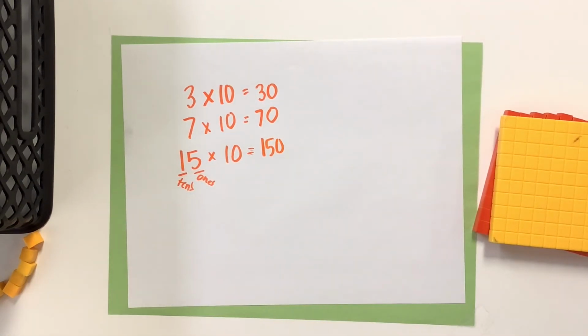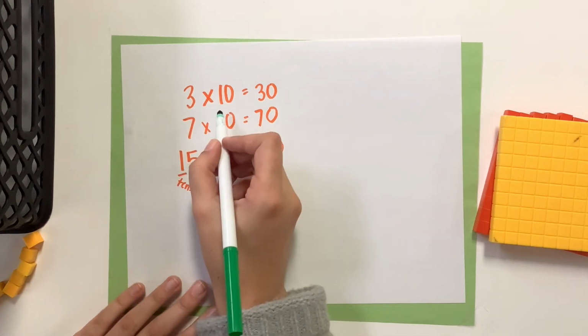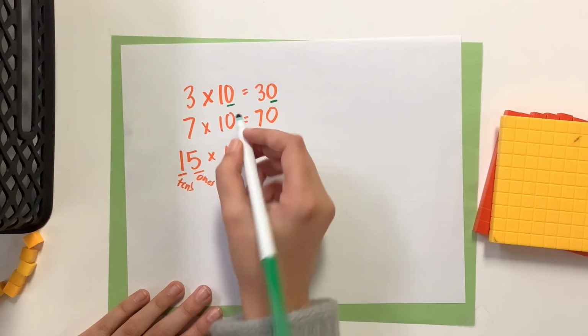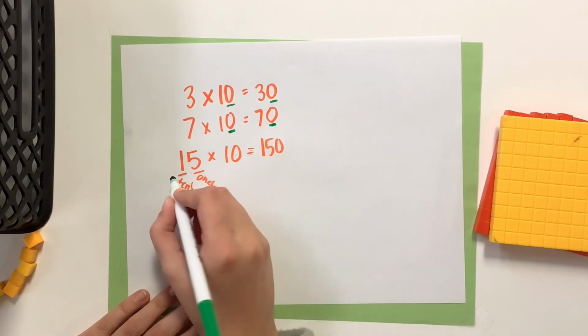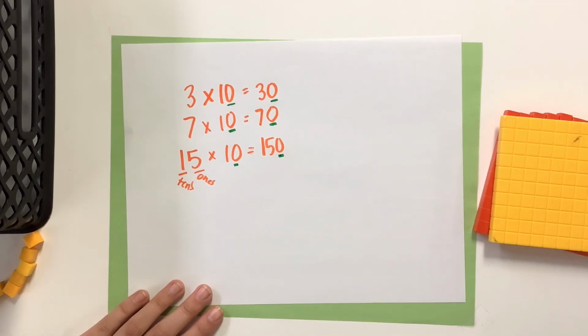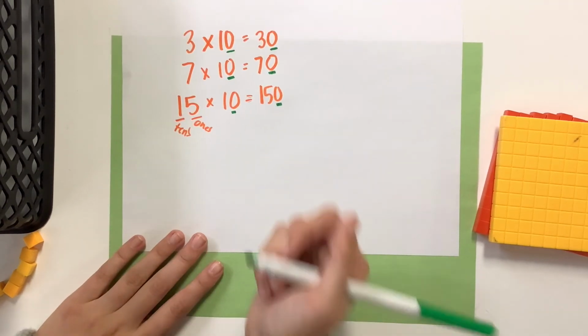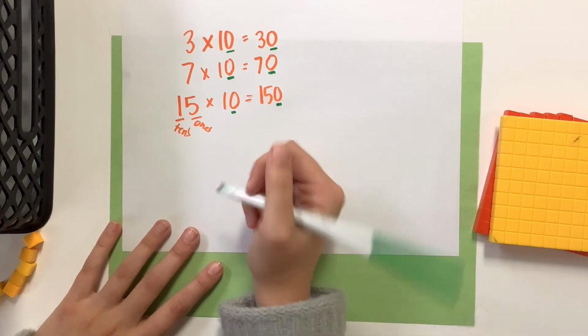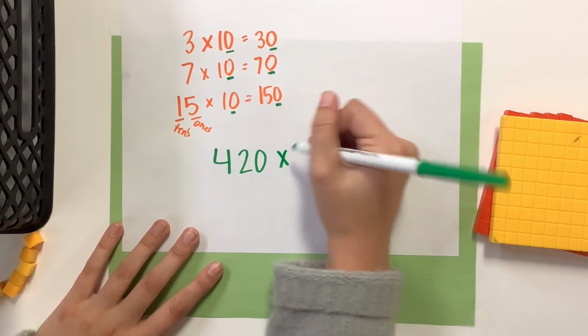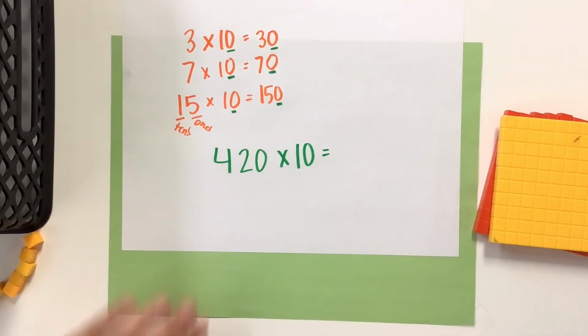I'm kind of seeing a small pattern here. So 3 times 10, I see that 0, and I see that 0 here. 7 times 10, I see a 0, 0. 15 times 10, I see a 0, I see a 0. Okay, let's give you a really tricky one. Are you ready? If I gave you the number 420 and I multiplied it by 10, what would be the answer? I want you to pause and see if you can solve this first, and then hit play when you're ready to see if you did it correctly or not.